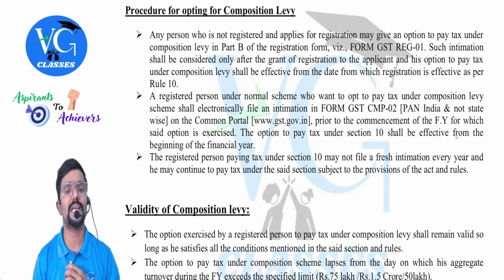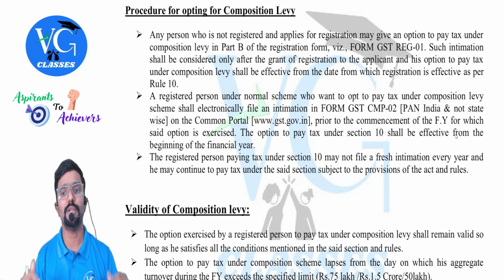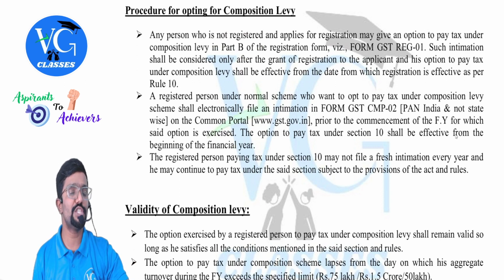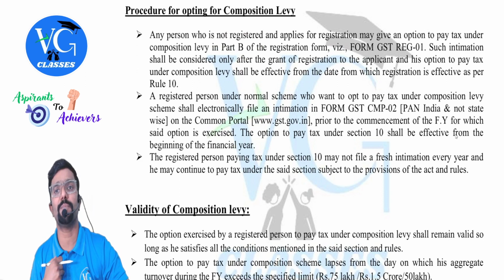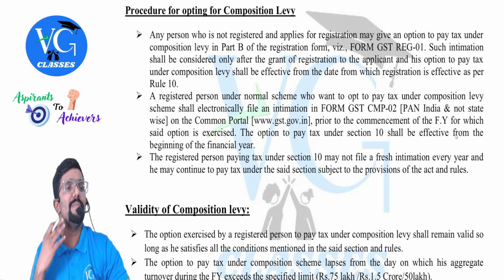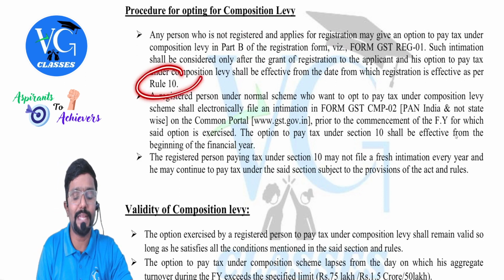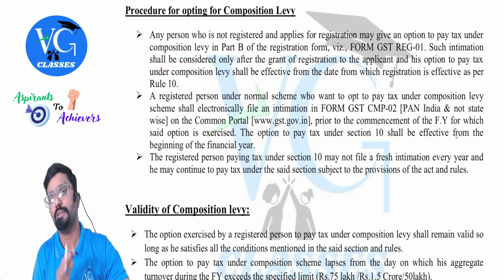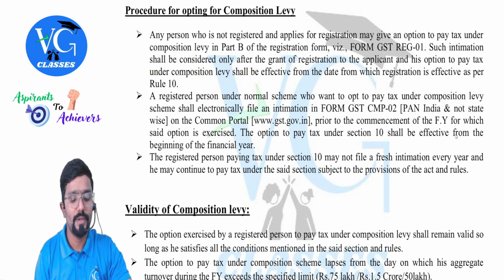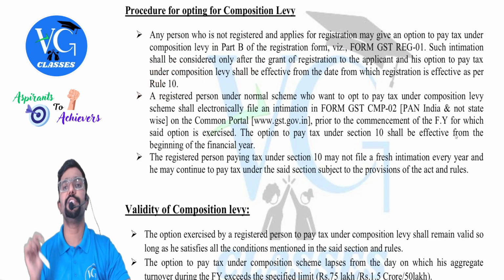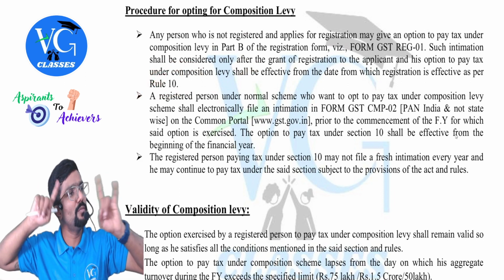Such intimation shall be considered only after the grant of registration to the applicant, and his option to pay tax under composition levy shall be effective from the date from which registration is effective as per rule 10. So from what day I will be called a composition supplier is from the day my registration is effective. From what day my registration will be effective is given in rule 10, guys, which is a part of the registration chapter. I will cover it in the registration chapter. Then, what if I am already registered under section 9? Now, can I move to 10?